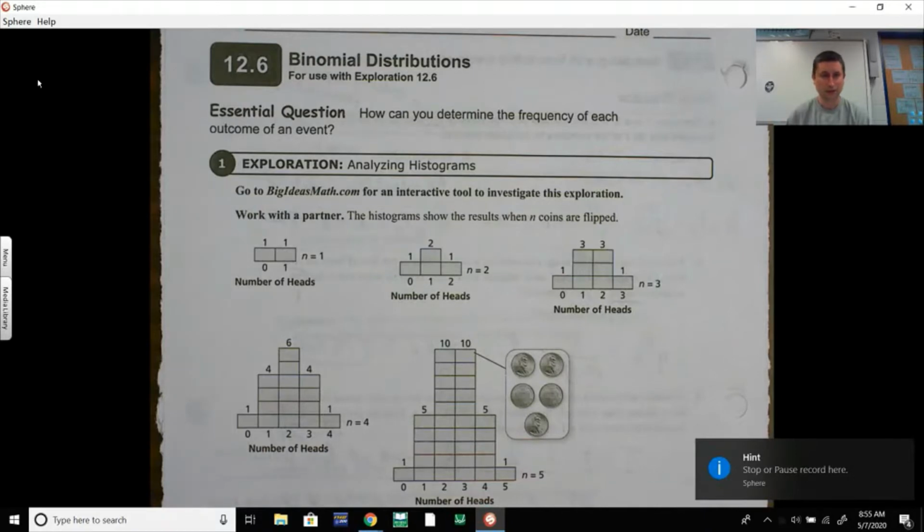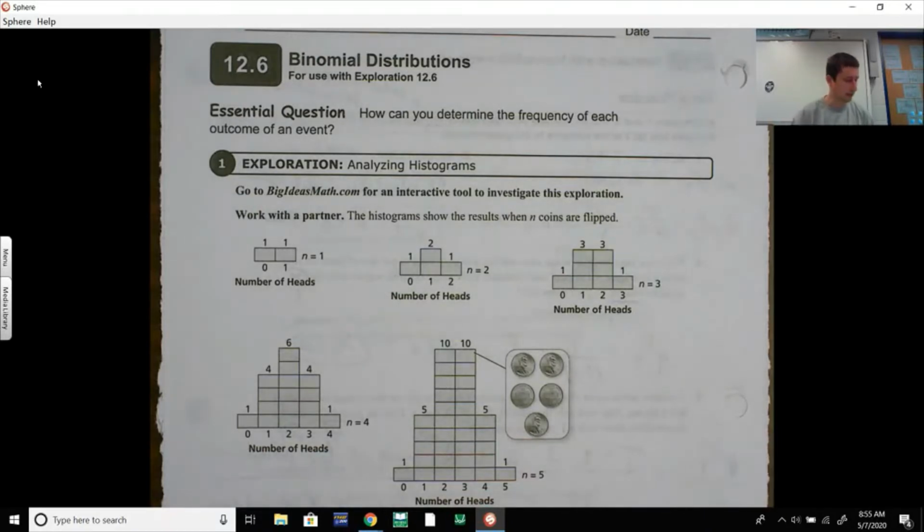Hello, geometry. This is 12.6. This is the last lesson that's in our textbook, at least. It doesn't have to be the last lesson, and nor will it ever be the last lesson that you ever learn. But it's the last lesson in this textbook, covering binomial distributions, another statistic that you would cover if you would take an elementary stats class or a college stats class like that.